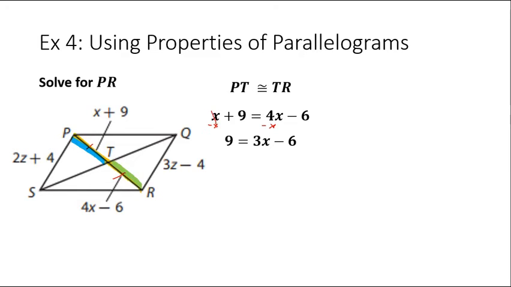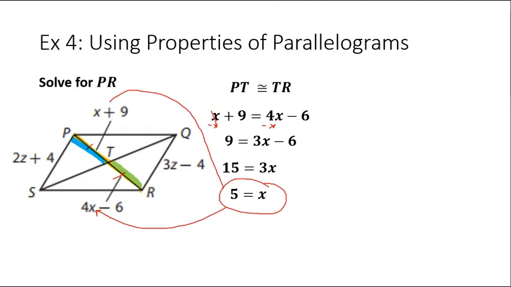So these go away. I get 3. So then I add 6 to both sides. So I get 15. And I divide by 3. So I get x equals 5. So what I'm going to do here is take my x equals 5, and I'm going to plug it in this time to both x's because I need to solve for segment PR.